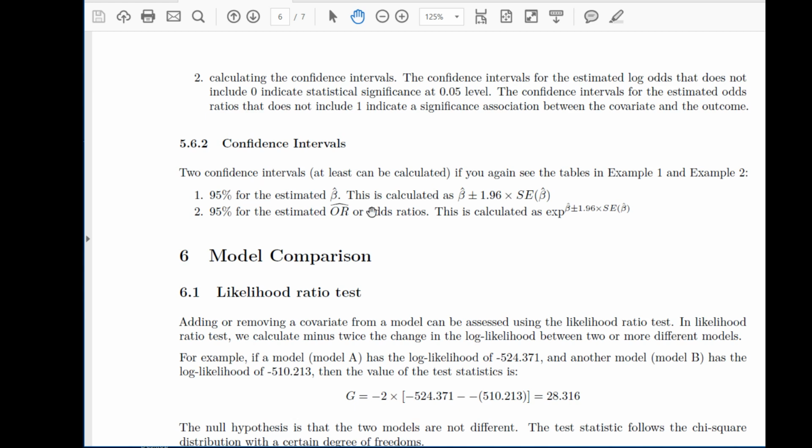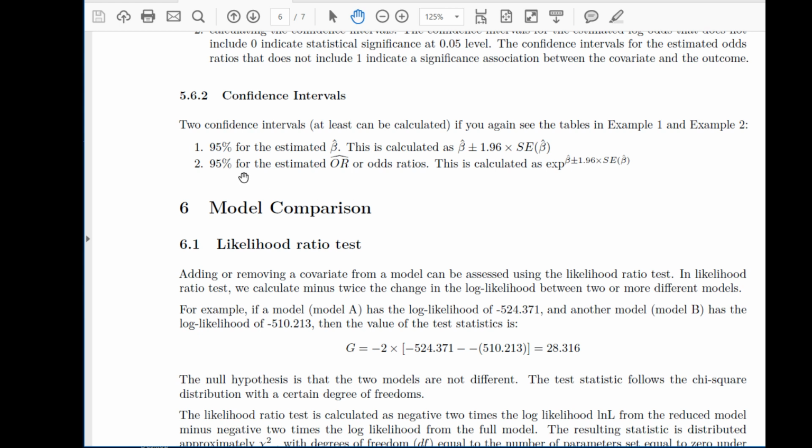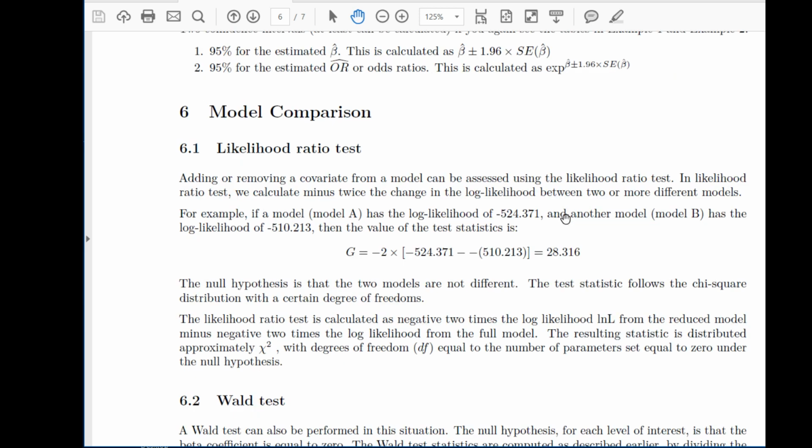What you need to know is the estimated beta value, and then plus or minus 1.96, this is for the 95% level, times the standard error of the beta, and this is the 95% confidence interval for the estimated log odds. For the estimated odds ratio, you need to exponentiate the beta plus or minus 1.96 times the standard error of beta.